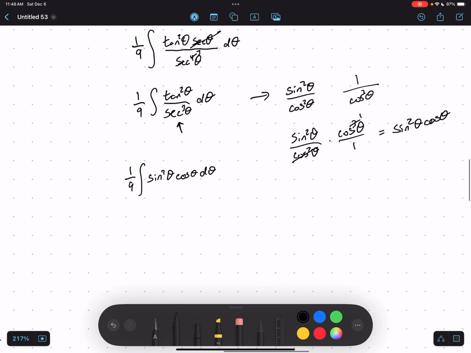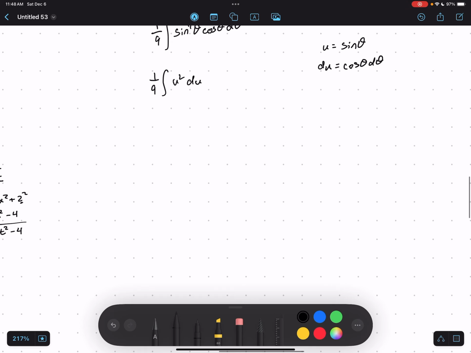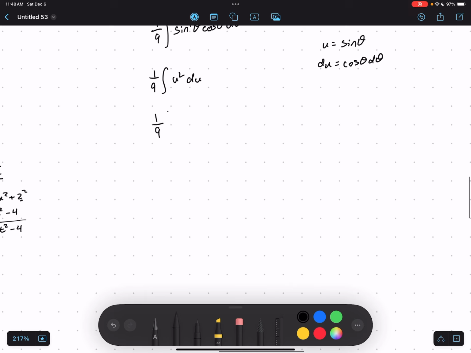So we can come back over here now and say 1/9 times the integral of sine squared theta cosine theta d theta. And of course then what we'll do is we let u equal sine theta, and we'll let du equal cosine theta d theta. And so then we've got 1/9 times the integral of u squared du, which of course then is 1/9 of u cubed over 3 plus c, which then of course is 1/9 sine cubed theta over 3 plus c. And we're not done yet.